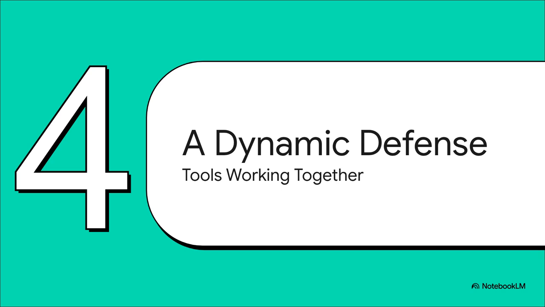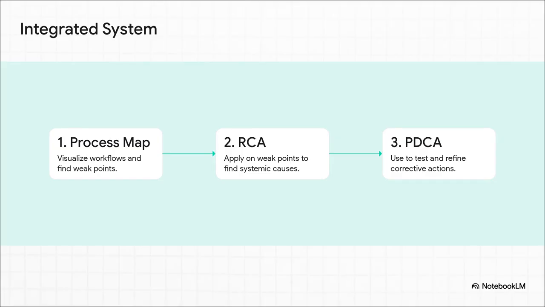All right, now for what I think is the most important part. These aren't just 3 separate tools you pick from a toolbox. Their real power, their real magic is unlocked when you use them together as one single dynamic defense system. And here's how it all fits together so perfectly. Step 1, you use your process map to see your entire workflow and pinpoint the riskiest spots. Step 2, when a failure inevitably happens at one of those weak points, you deploy root cause analysis to figure out the deep down reason why. And step 3, you use that beautiful PDCA cycle to systematically implement, test, and permanently embed the solution. It's a powerful, self-improving loop.